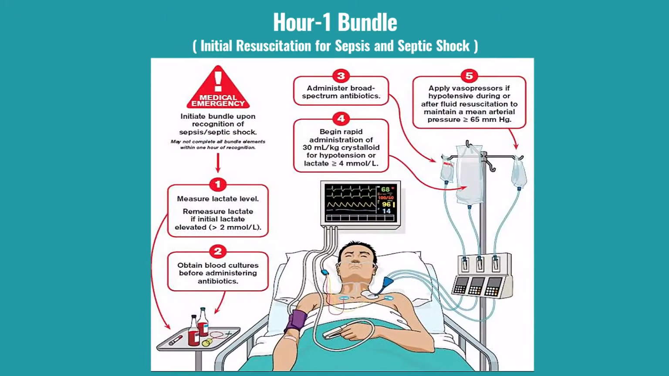So as per the SSC campaign, the 1 hour bundle, this is a pictorial representation of the basic steps that we have discussed on the septic bundle. So step 1 is the measurement of lactate levels, remeasure if initial lactate is elevated, that is more than 2. Step 2, obtain blood cultures before administering antibiotics. Number 3 is administration of broad spectrum antibiotics. 4 is beginning of rapid administration of fluid resuscitation, and 5 is application of vasopressors if hypotensive during or after fluid resuscitation to maintain a MAP of more than 65 millimeters of mercury. So all these steps are done within the first hour of recognizing a patient who could have possible sepsis.